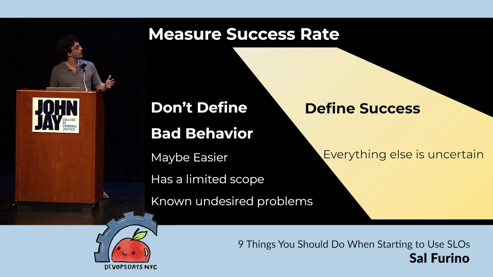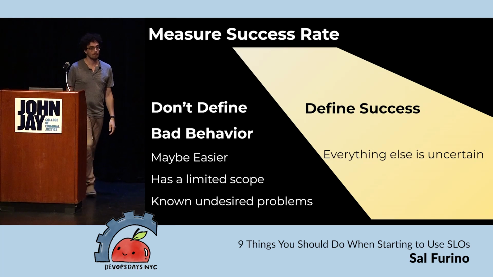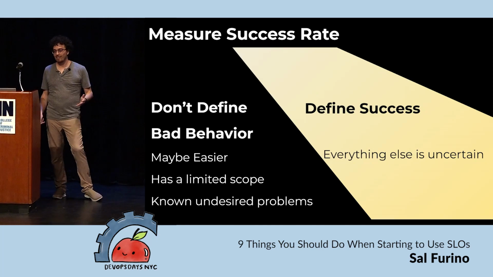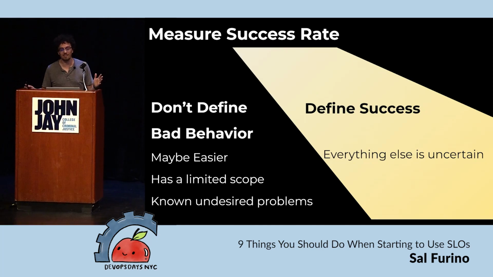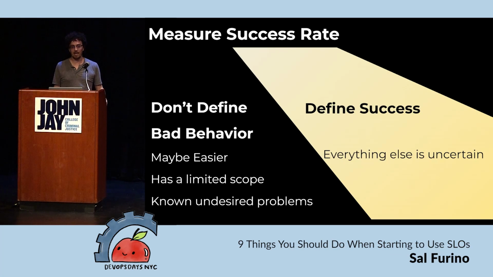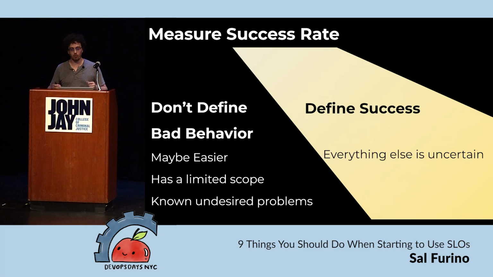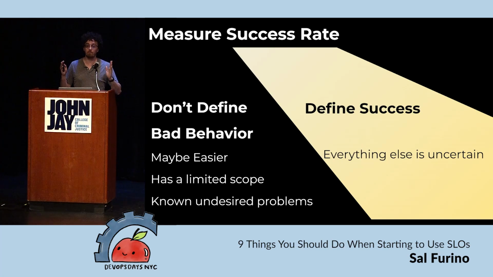So that leads us on to our next thing here: measure success rates, don't define bad behavior. Many organizations start out with error rates instead of success rates, and while it's true error rates are easier, you get more traction in organizations to get going, and they're easier to grasp, they also have limited scope, and they only inform you of known undesired outcomes. They don't tell you about problems you're not already aware of. So that's why I generally coach folks to define what our known or successful outcomes are, and then leave everything else uncertain. And we can even flip this around a little bit.